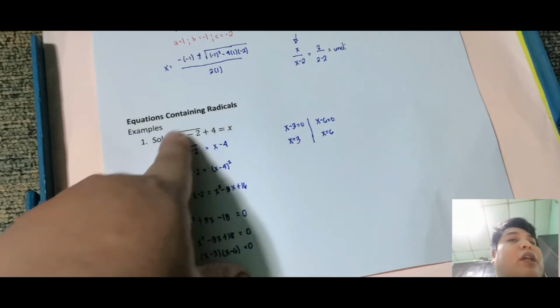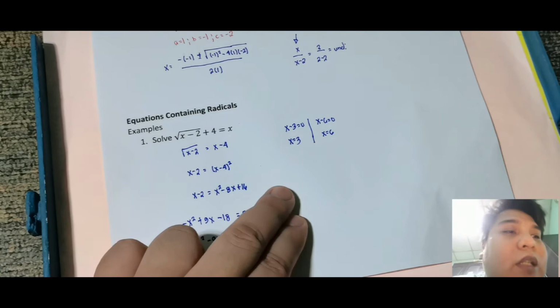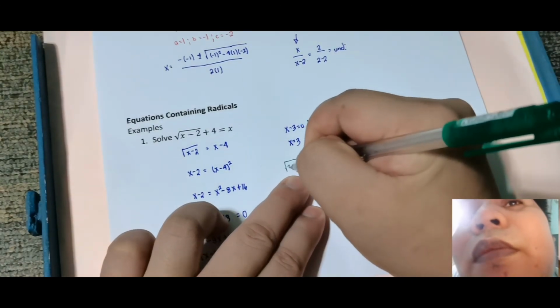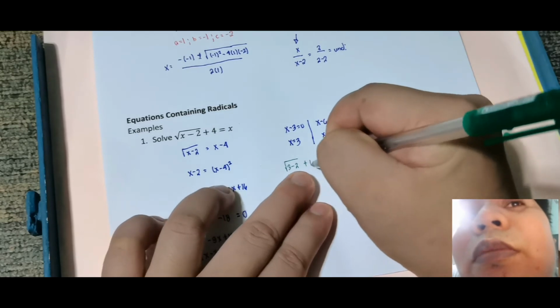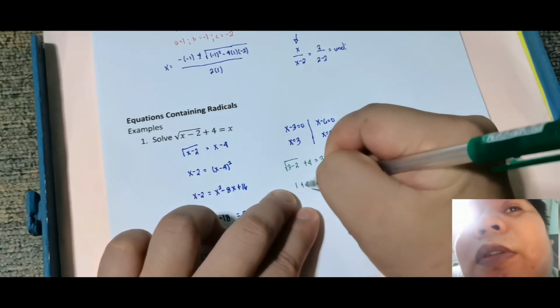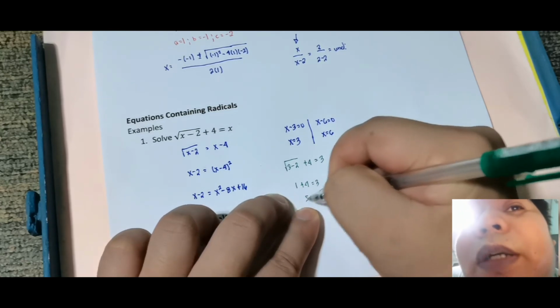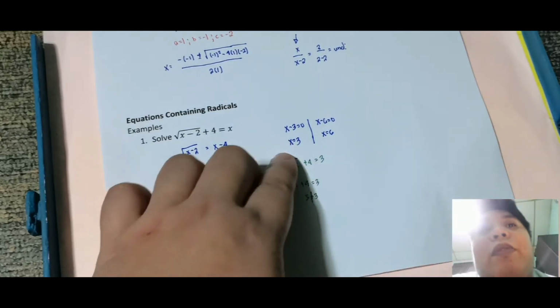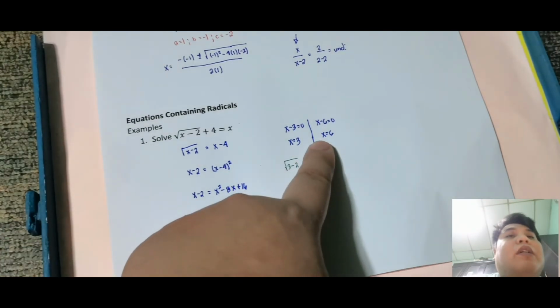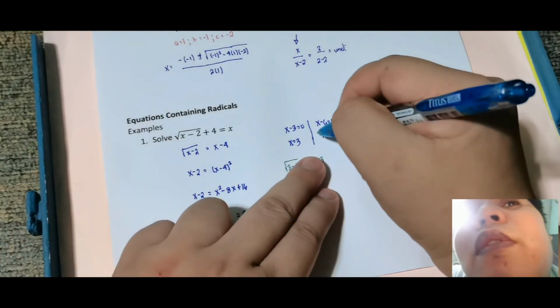Ulitin ko lang. Extraneous siya kasi ang mangyayari, bakit siya extraneous? In this case, magiging square root ng 3 minus 2 plus 4 is equal to 3. So this is 1 plus 4 is equal to 3, which is 5 is not equal to 3. So therefore, x is equal to 3 is an extraneous root. So ang only value lang niya is x is equal to 6.